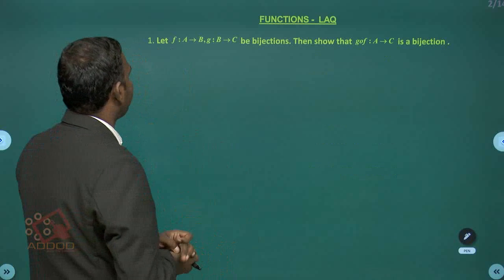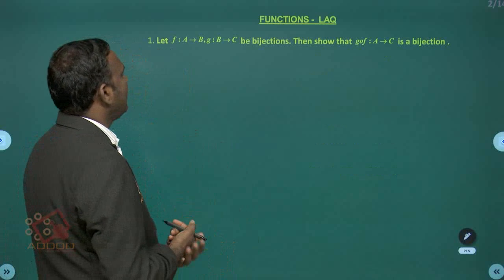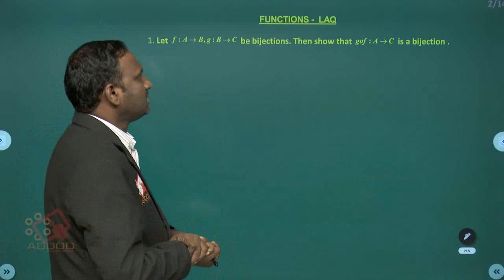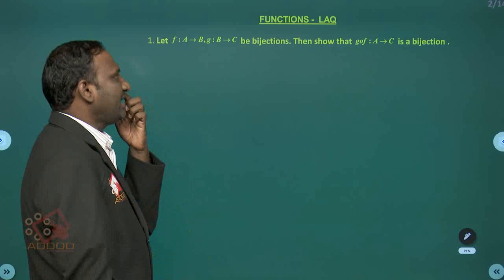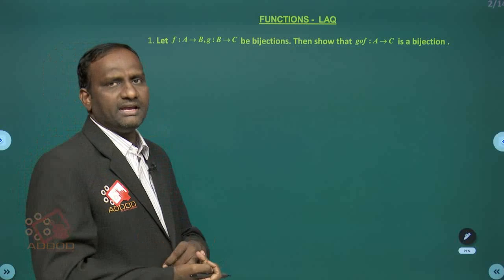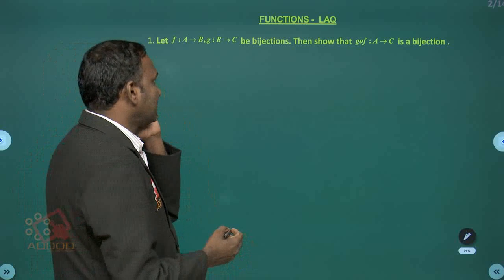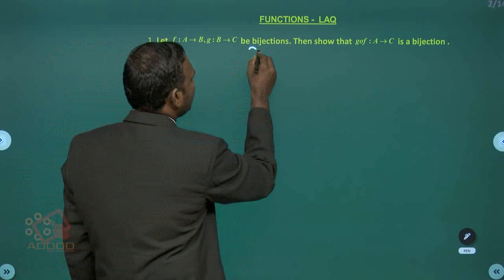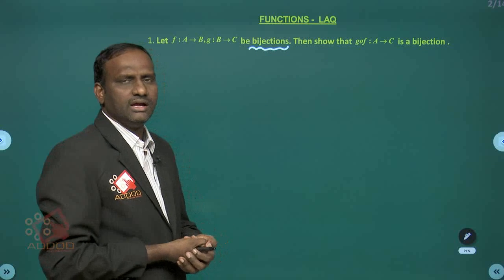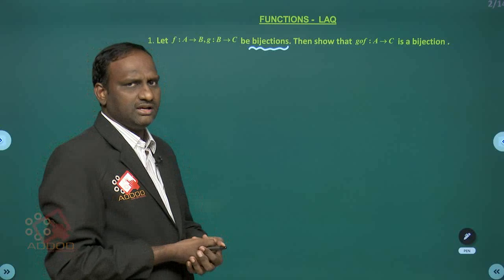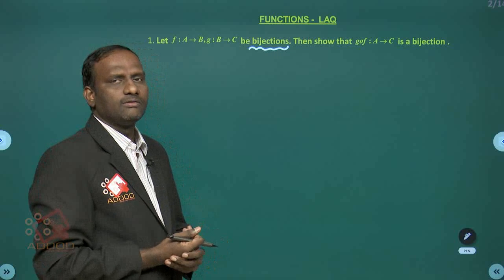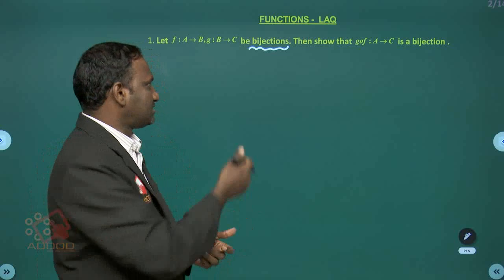So first, question number 1. Let f be a mapping from A to B and g a mapping from B to C be bijections, then show that g∘f is a bijection. This is the theorem. For that, first we need to take the definition of bijection. What do we mean by bijection? A bijection is a function satisfying one-one and onto properties.